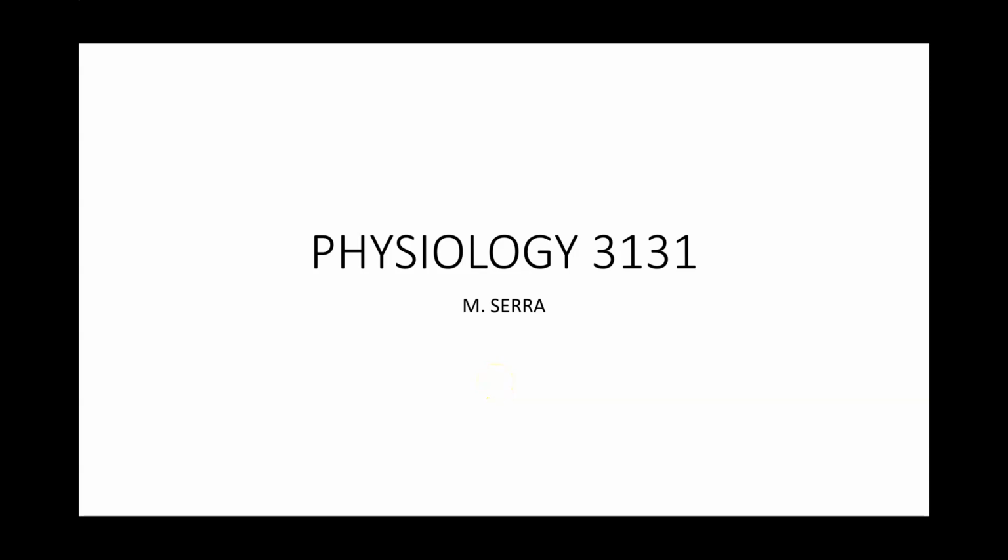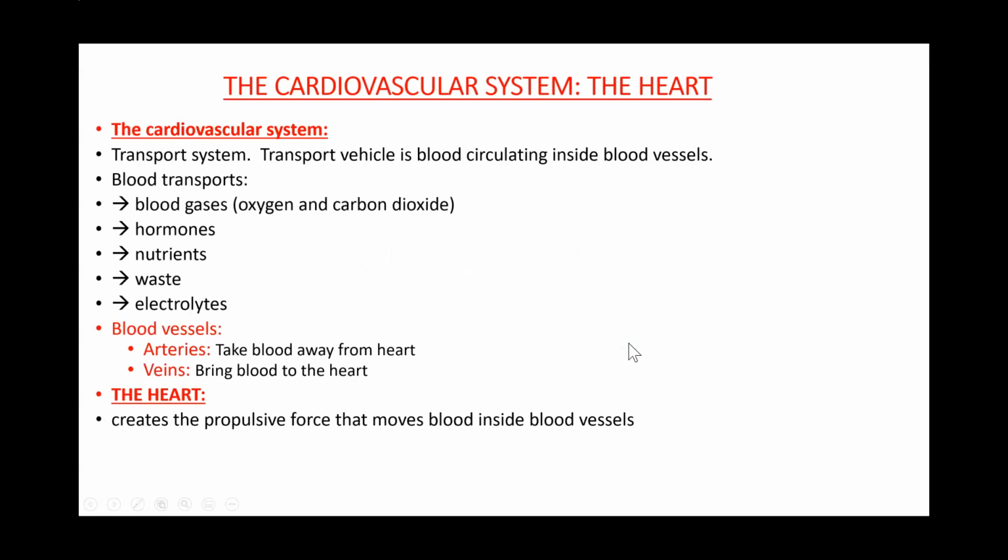The purpose of this PowerPoint is to take you through the cardiovascular system and the important points about the system. So, the cardiovascular system is a transport system. It transports blood in circulation inside blood vessels. Blood itself is transporting things like blood gases, oxygen and carbon dioxide, hormones, nutrients, waste, electrolytes, etc.